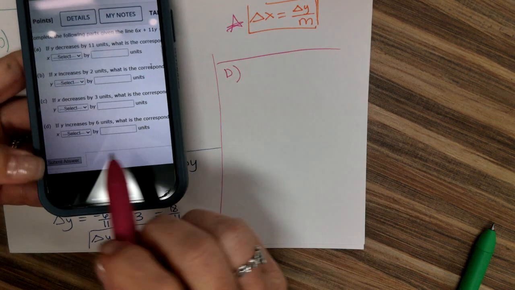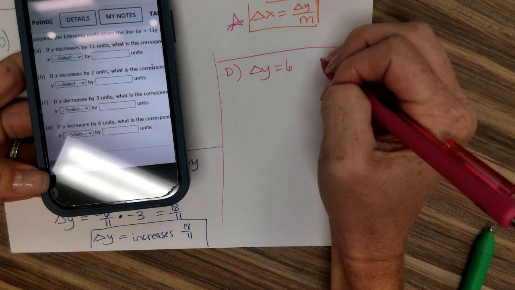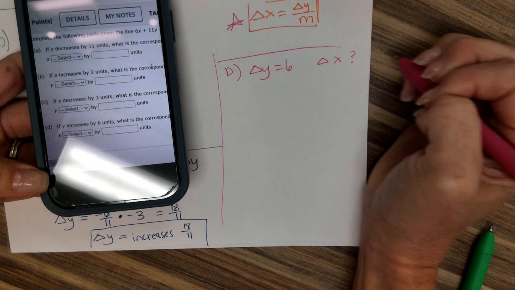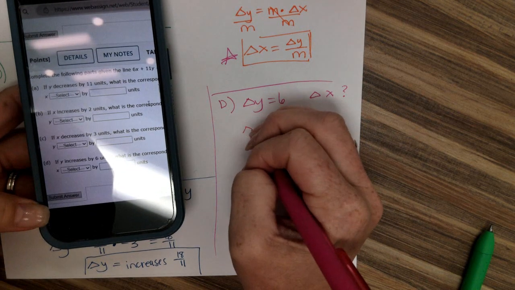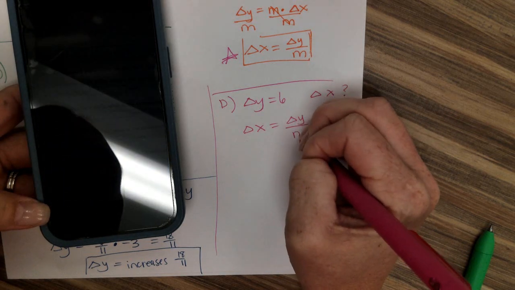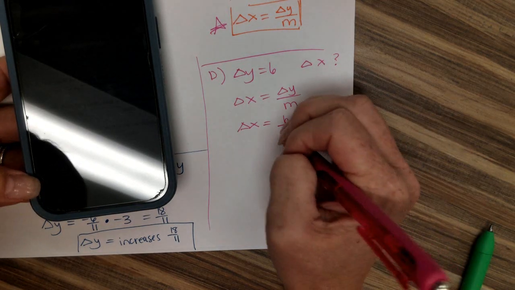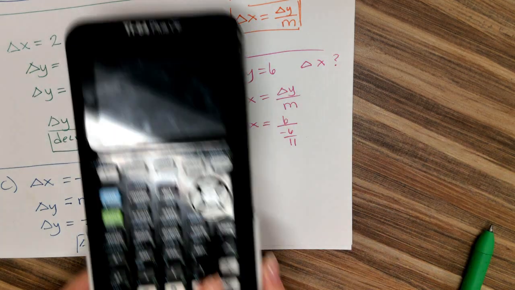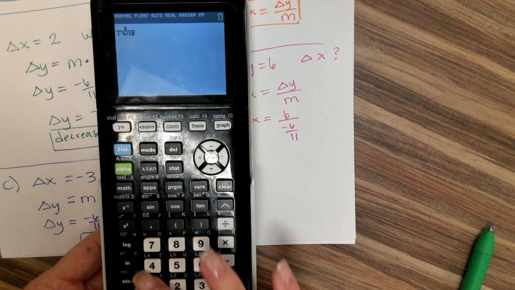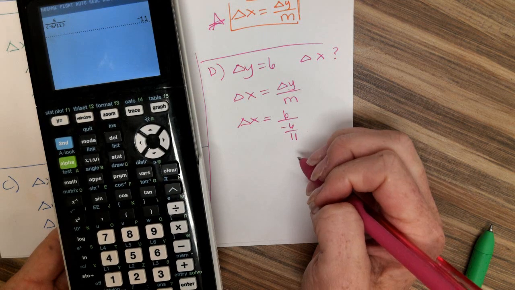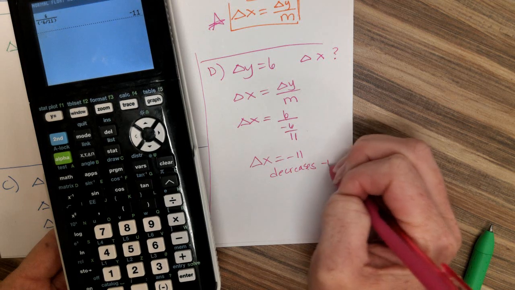Okay, D says if y increases, so the change in y is positive because it's increasing, 6. So we're looking for the change in x. So that's what I'm looking for. So your formula is going to be the change in x is equal to the change in y over m. So the change in x is equal to 6 over the m, which is negative 6/11. So I'm going to put that in my calculator. So I have 6 over negative 6/11, and that's negative 11. We'll make sure that's right. So that decreases by 11.